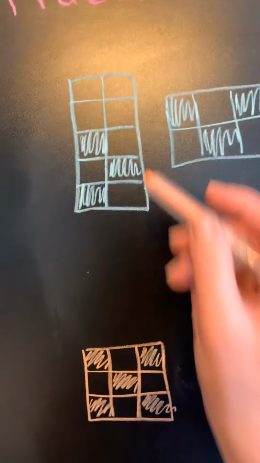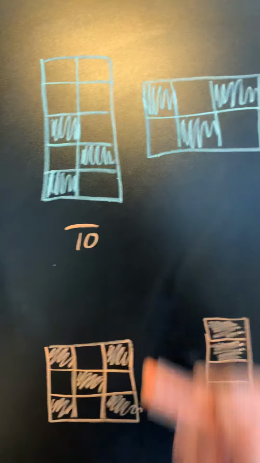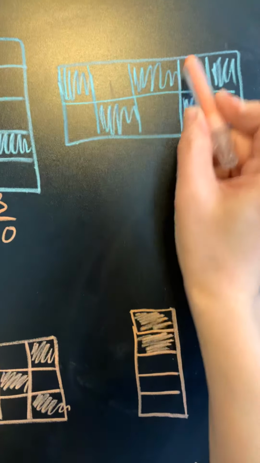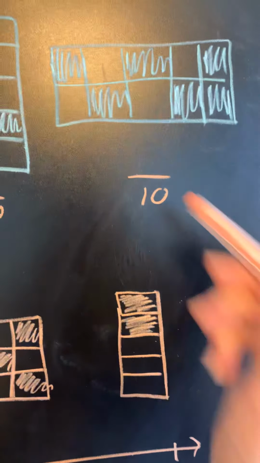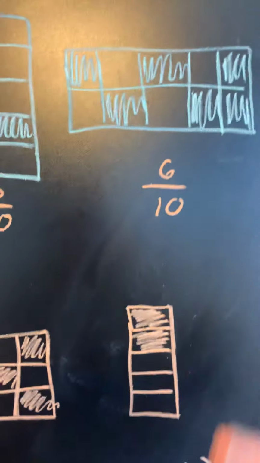Okay? On this side, we have 2, 4, 6, 8, 10. There's 10 in my denominator, but 3 of them are shaded. 2, 4, 6, 8, 10. 10 total, so that's my denominator. 1, 2, 3, 4, 5, 6. 6 of those 10 are shaded.